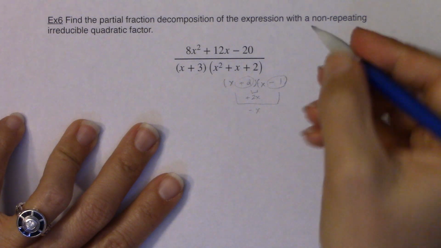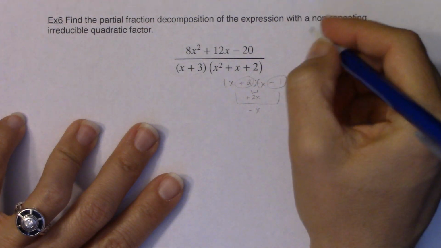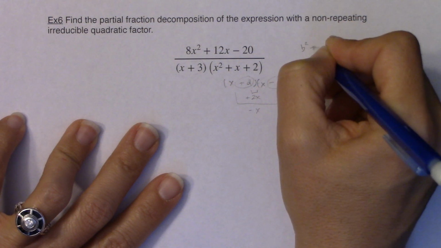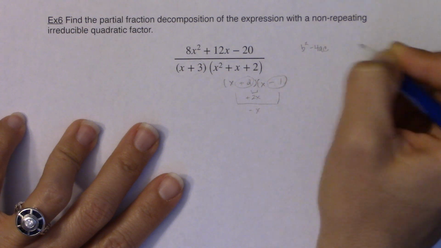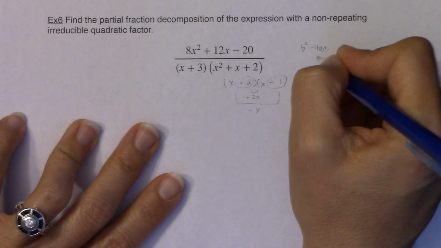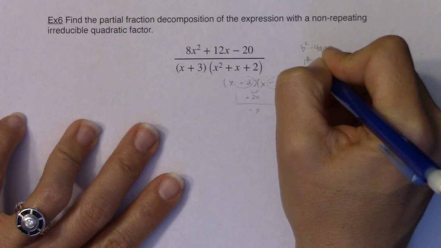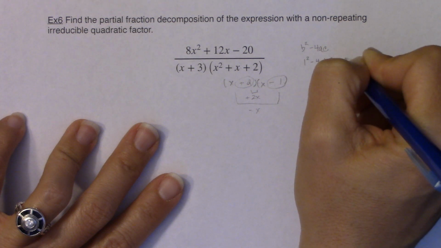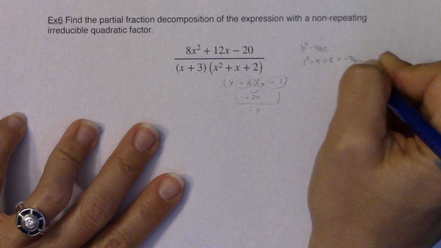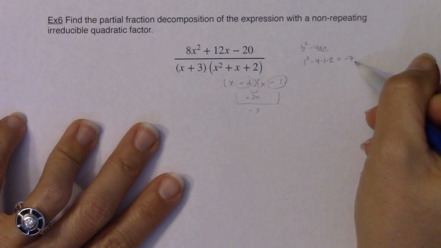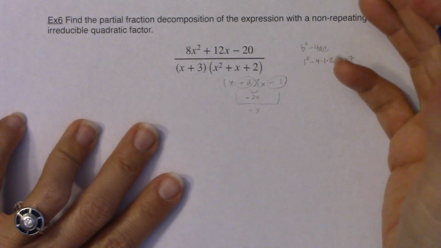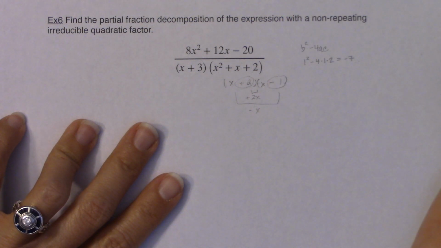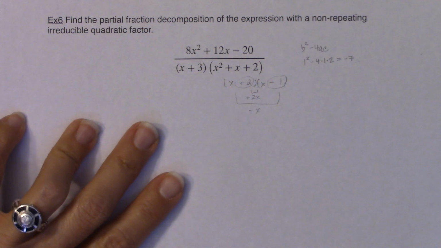Another way you could figure that out is to look at the discriminant. If you were going to run the quadratic formula, b squared minus 4ac, in this case that would be 1 squared minus 4 times 1 times 2, and you would ultimately get negative 7. When your discriminant is negative, you don't have any real zeros. They're imaginary, which means it's irreducible. I can't break it down.